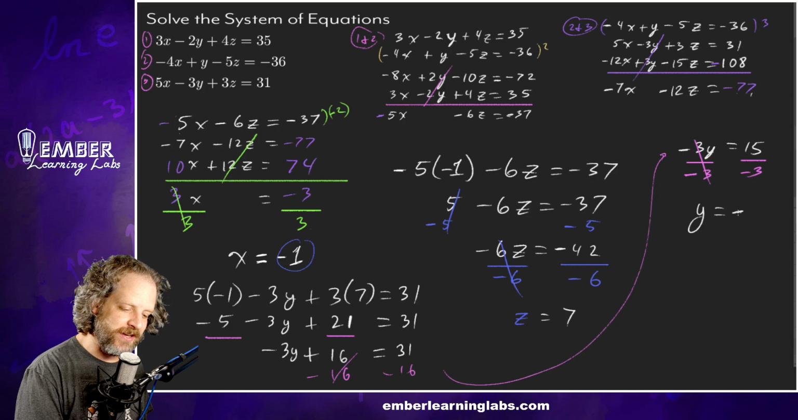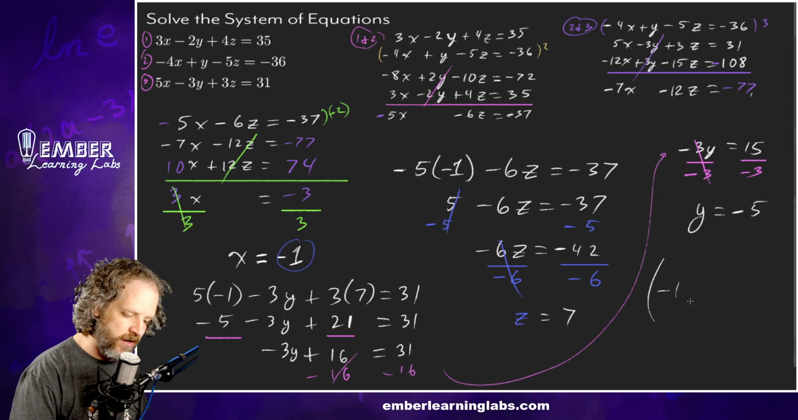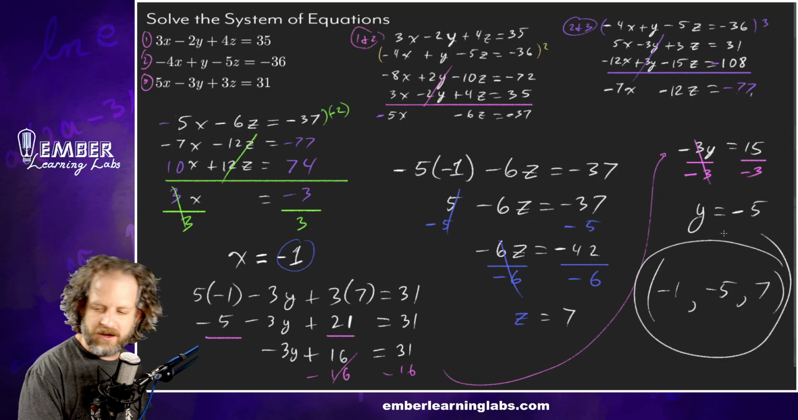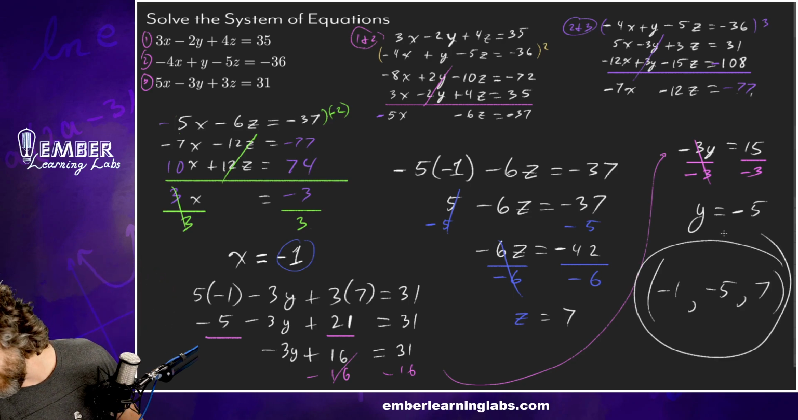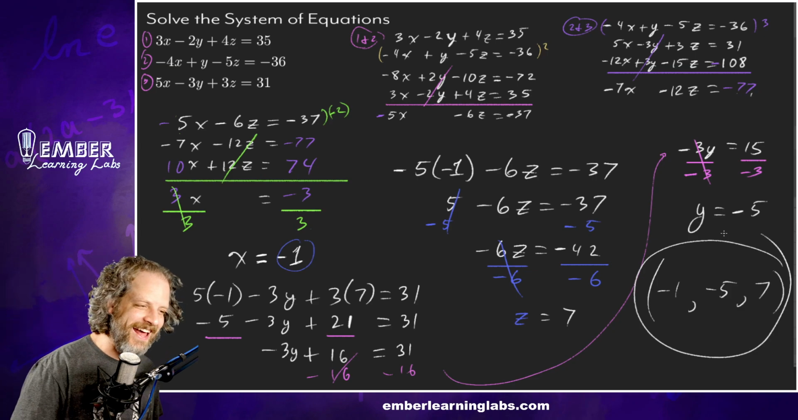y equals negative 5. We're going to write our answer as an ordered triple. x is negative 1, y is negative 5, and z is 7. Does that match my notes? Yes, it does. And that is it.